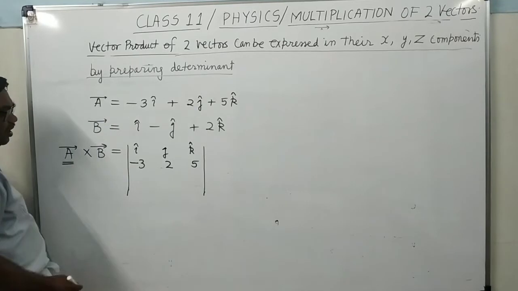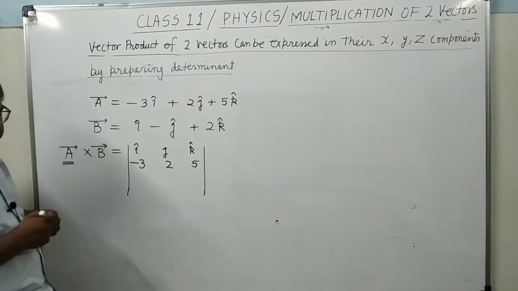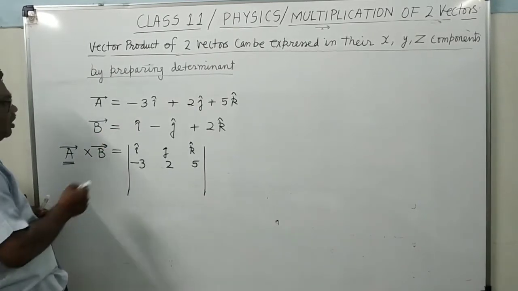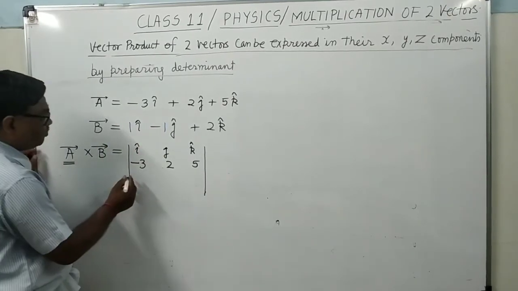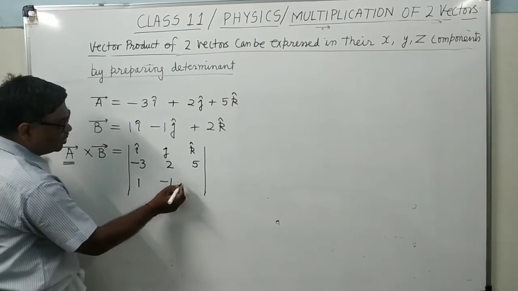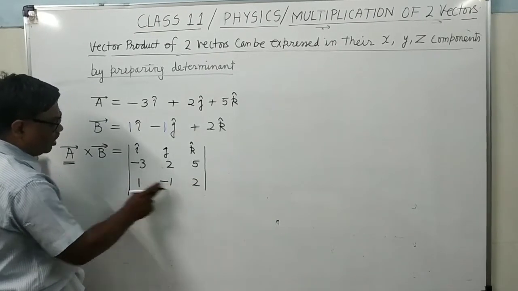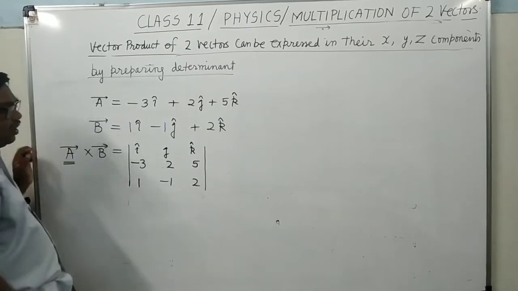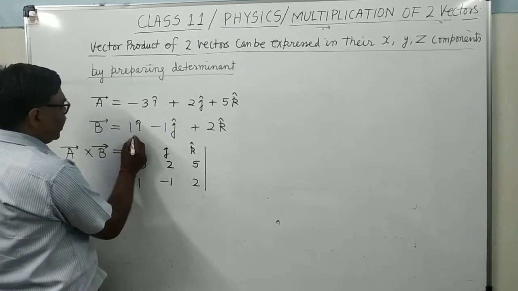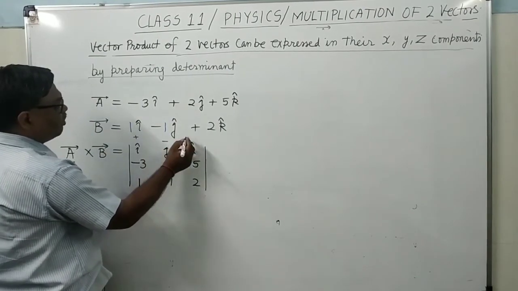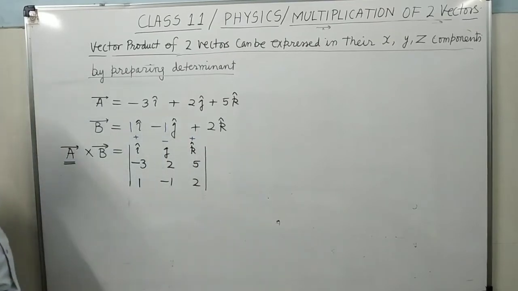And then similarly here, since there is no number, you can take 1. If there is no number, you can take 1. So what will this be? 1, minus 1, 2. It's clear. Now this determinant is prepared. Now we take the sign of i as plus, j as minus, and k as plus.